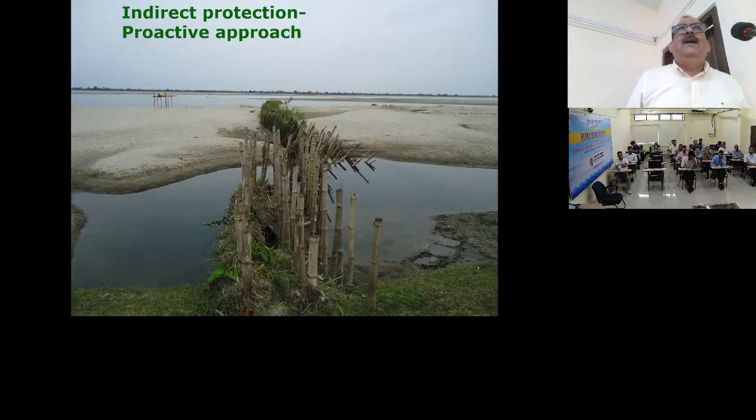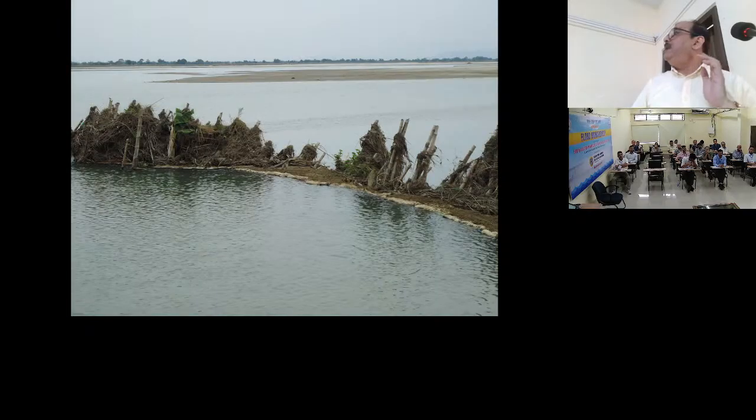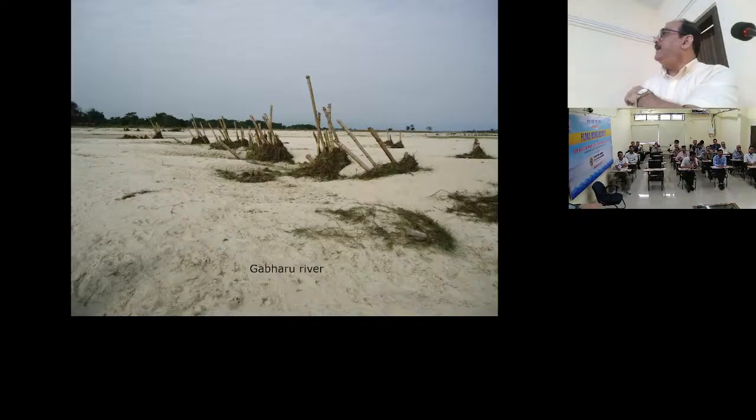Okay, so this is your indirect approach. Your bamboo skins were used. I will show you only the photographs, not much talk. Very effective to choke a river, to push the river back. For this, you require multiple layers of bamboo. This is how it works. Initially, it decreases the river velocity, sediments are accumulated, and then finally we can reclaim the lost land.